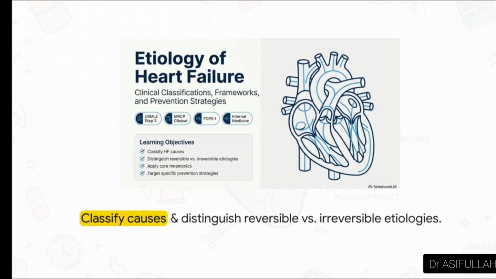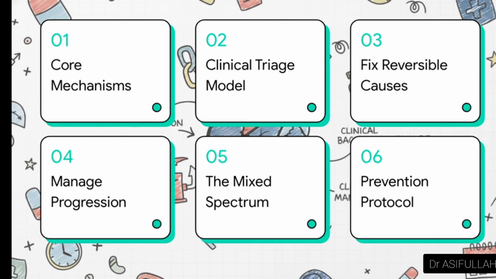Throughout this analysis, think of us as clinical detectives. We're figuring out exactly why a heart is failing, so we can lock in the absolute best course of action. When a patient presents with a failing heart, our very first job is to classify the causes and, this is absolutely crucial, distinguish the reversible etiologies that we can actually fix from the irreversible ones that we simply have to manage.